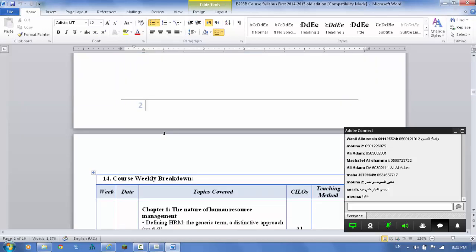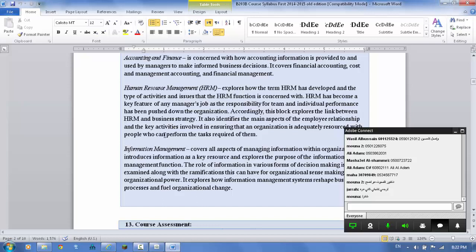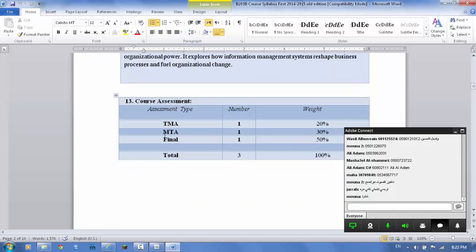Then the accounting. We will inshallah discuss the accounting at the same time. In accounting we have some topics like financial accounting and financial statements, like the income statement, balance sheet, and cash flow statement. All of these statements will be discussed during our discussion about accounting and finance. And finally, information management, where we will cover some subjects like data and the management of information. All of these items will be discussed in information management.